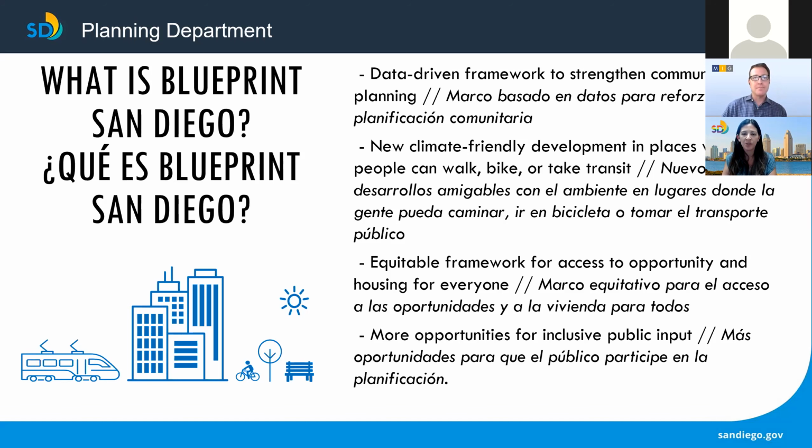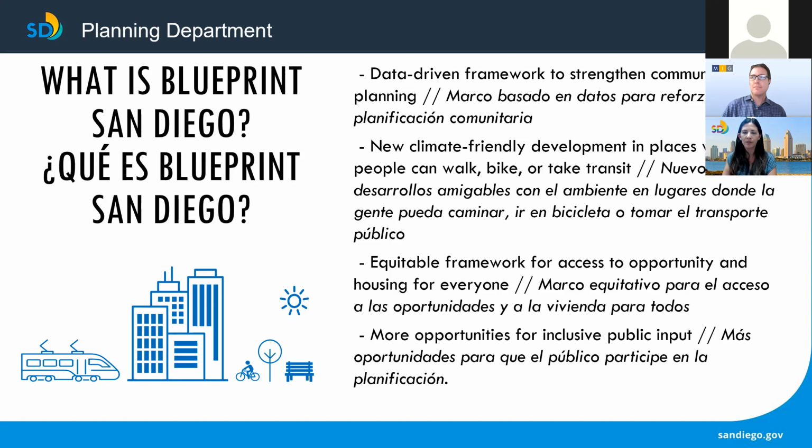What we aim to accomplish through Blueprint San Diego is to provide a data-driven framework that strengthens community planning by developing land use and mobility thresholds to guide future land use changes in a manner that is consistent with the city's housing, climate, and mobility goals. These future land use changes will be focused throughout the city, primarily located near existing and future transit.